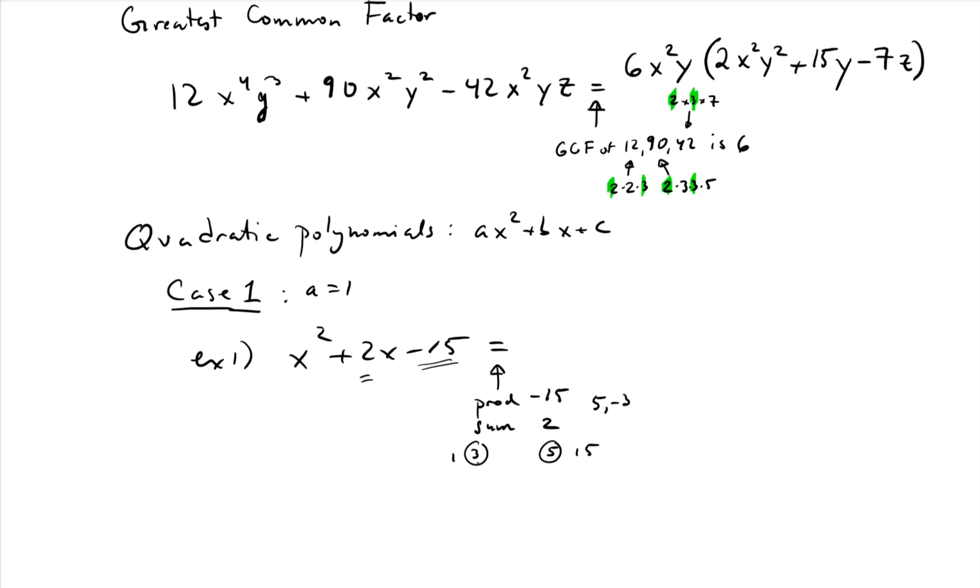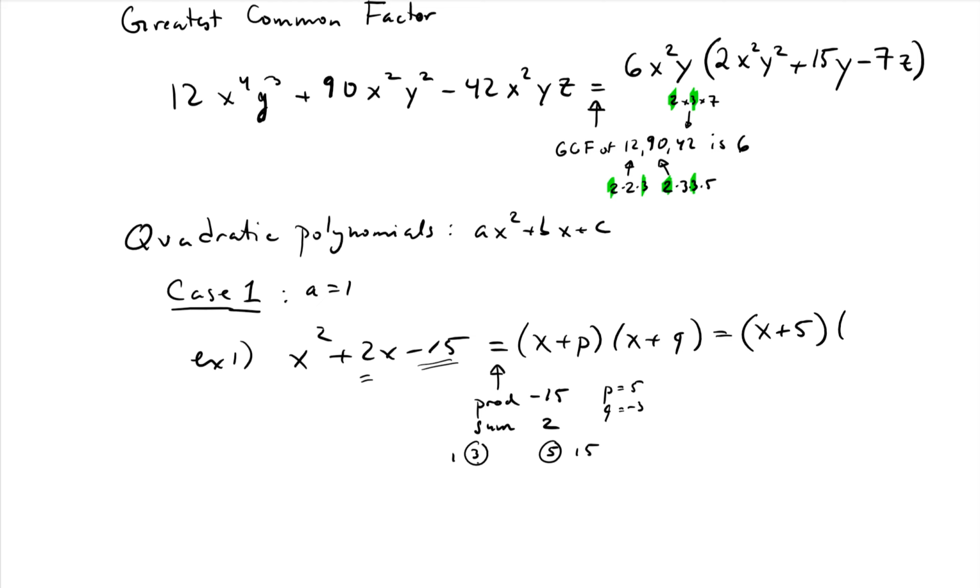Okay, and when you find those, that's it. Those are usually sometimes called P and Q. So we could say P is 5 and Q is minus 3. And when you factor it, it's going to be (x plus P)(x plus Q). I write this here so that you understand that I'm applying some sort of a formula here.